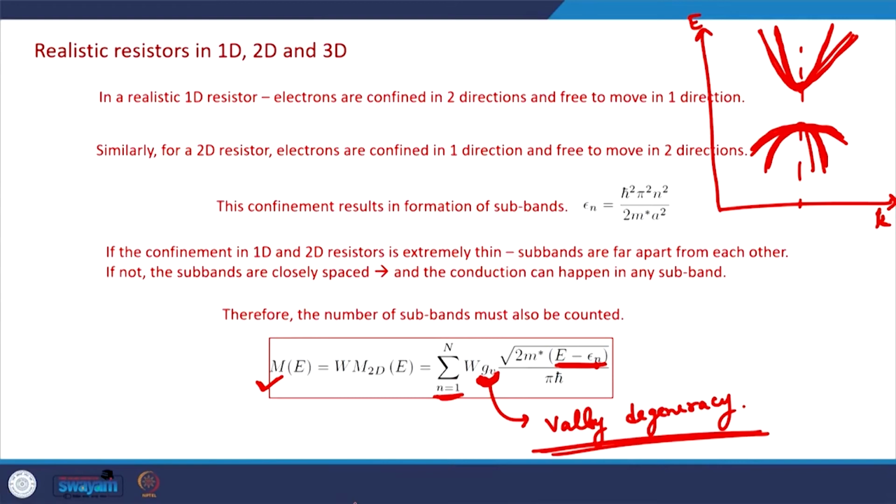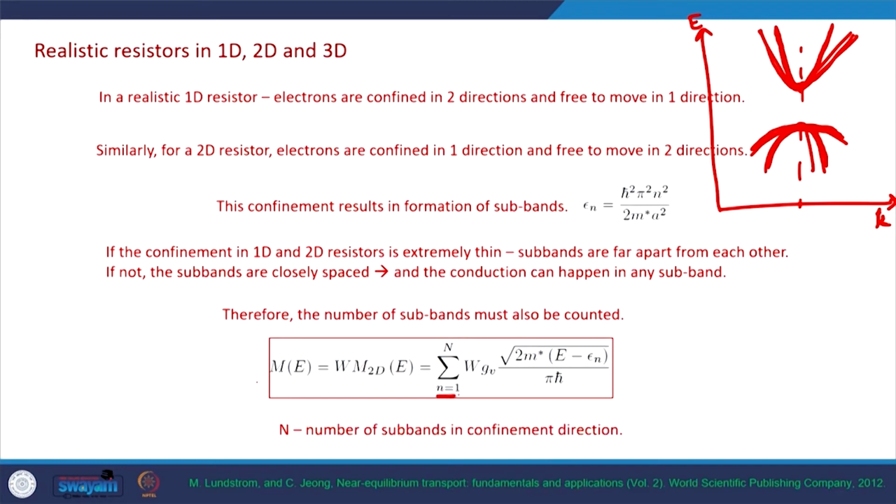So there are two kinds of degeneracies that can come into the picture. One is because of the overlapping bands, and the second is because of the subbands, and both of them we need to account for while doing calculations for the number of modes in our practical, realistic devices. So this summation is over the subbands, and corresponding to a subband there is this epsilon n energy.